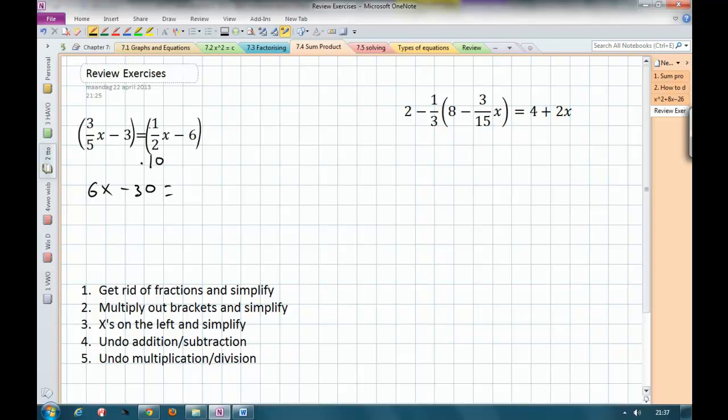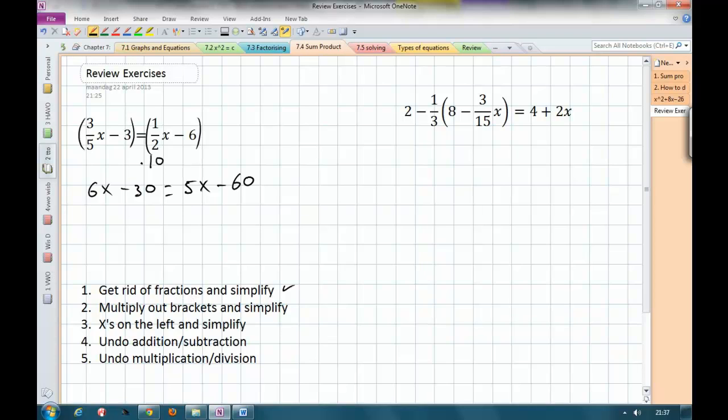Now, why is that? Balancing equations. If you're doing something to one side, you must do the exact same thing to the other side. So then we get the half x times 10 is going to be the 5x. We've got the 6 times the 10 is the minus 60. Okay, and that does that first step.